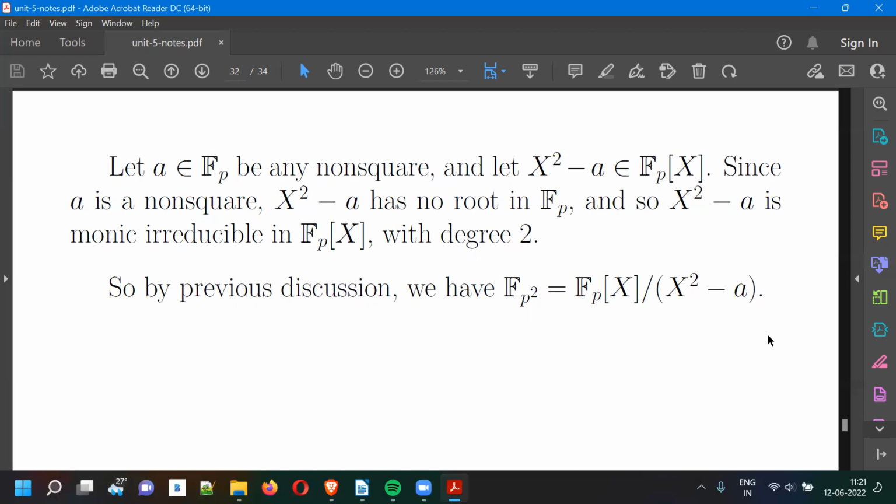Okay, so that is it about finite fields and the cyclotomic extensions, finite fields, and stuff like that. Okay, the final part about this unit is constructions, ruler compass constructions, which we will do in the next video lecture. So I'll stop here.